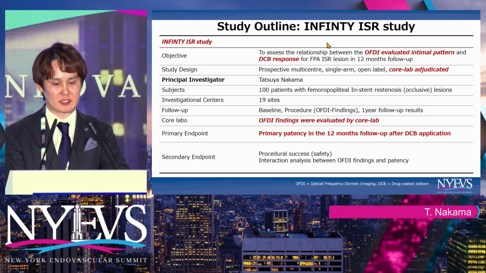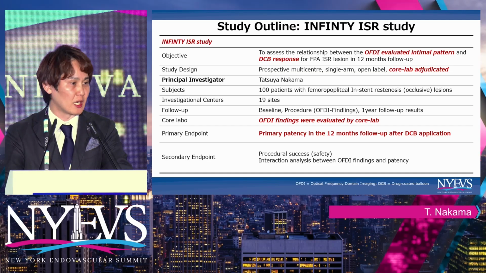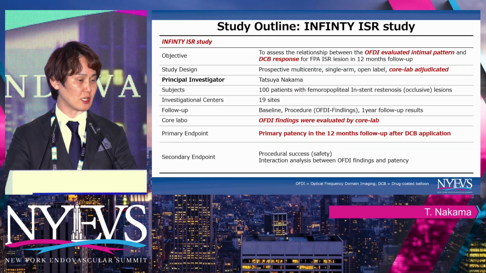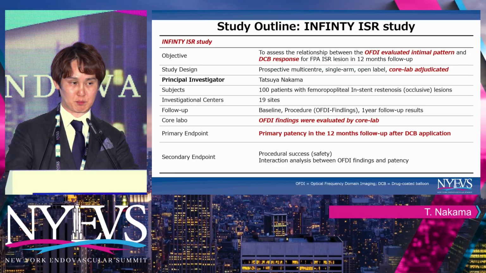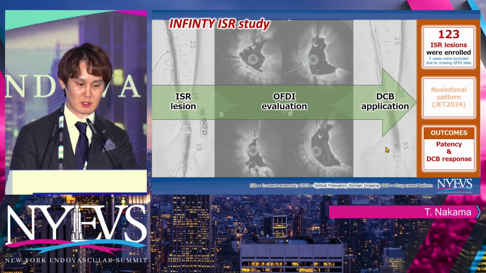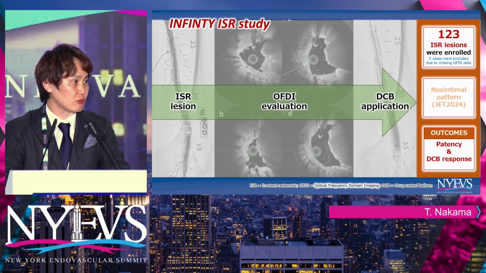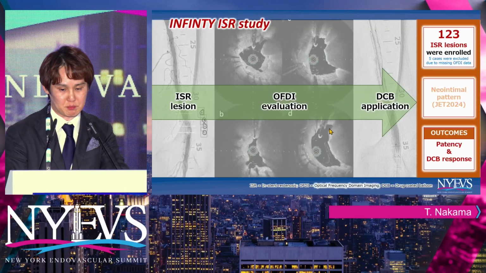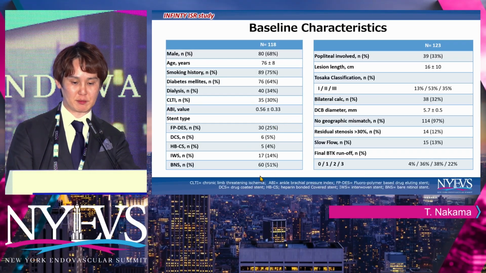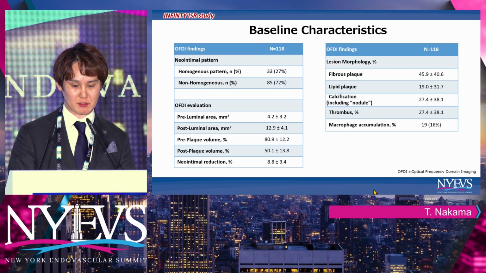Then I designed the Infinity ISR study. This is a prospective collaborative study evaluating OFDI and neo-intimal hyperplasia pattern for in-stent restenosis lesions. We also evaluated the DCB response for each lesion. We totally enrolled 123 ISR lesions, and we tried to evaluate neo-intimal hyperplasia pattern and DCB response. As you can see, several types of stent were implanted. Due to the time limitation, I would like to skip some of the detailed information.